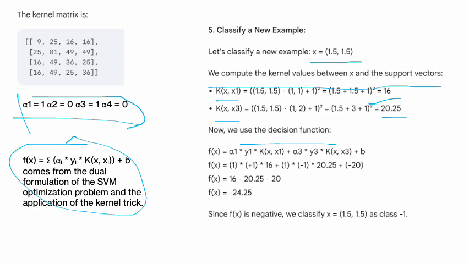Substitute the values of alpha i, y1, k(x, x1), x1, and likewise, you get f(x) is minus 24.25, which means it is negative. So f(x) is negative, we classify this as class -1, right? So that's a numerical example of how you use a non-linear data set and how you can use a kernel function and get the answer.